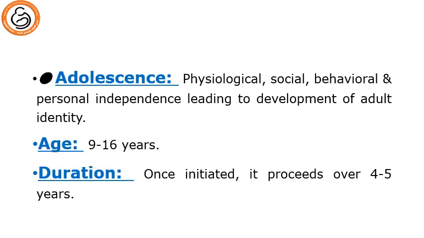Another important definition is adolescence, which is the physiological, social, behavioral, and personal independence leading to development of adult identity. That is the period where the child is changed into an adult by these changes. Age of puberty is between 9 to 16 years. For the duration, once initiated, it proceeds over 4 to 5 years from the start of the event till the end of the process of puberty.